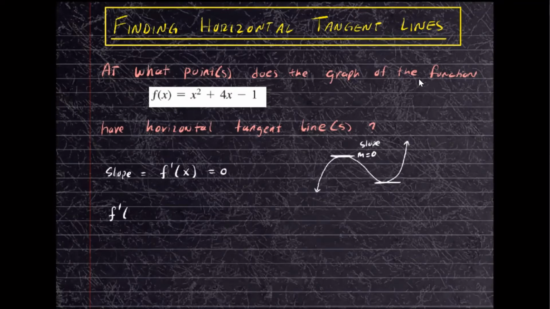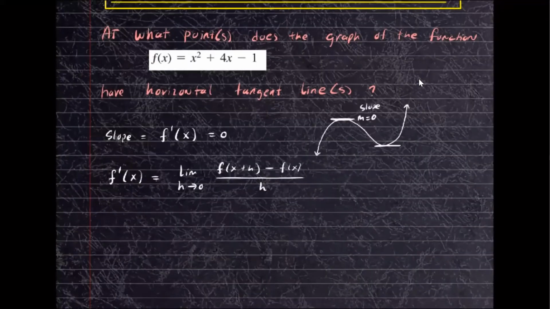The derivative of a function, by using the limit definition, is the limit as h approaches 0 of f of x plus h minus f of x, all over h. Now you could use the shortcut for this problem, but we're going to go with the long way if you haven't seen the shortcut yet. So I'm going to find f of x plus h using this function right here. We're going to substitute x plus h.